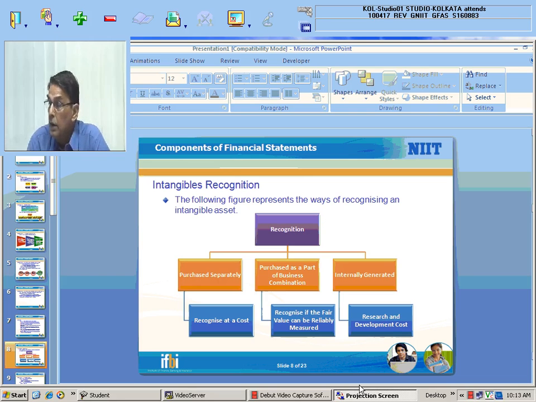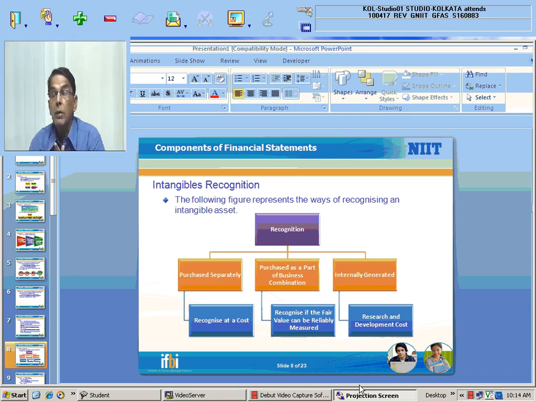So, if the asset is purchased separately, recognize it at cost. If it is purchased as a part of a business combination, recognize at fair value, like goodwill in a business acquisition. So basically the fair value will be the fair value of the consideration paid to acquire the business minus the fair value of the net assets of the business acquired. And lastly, if it is internally generated, research and development cost, but we will discuss this separately.